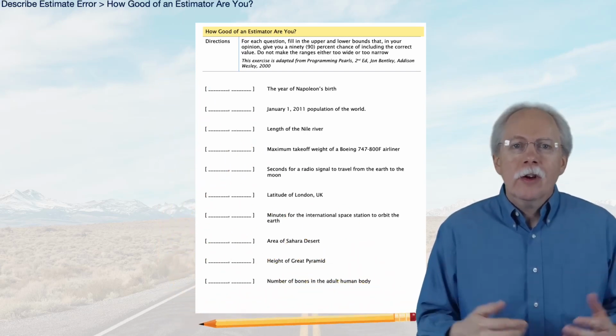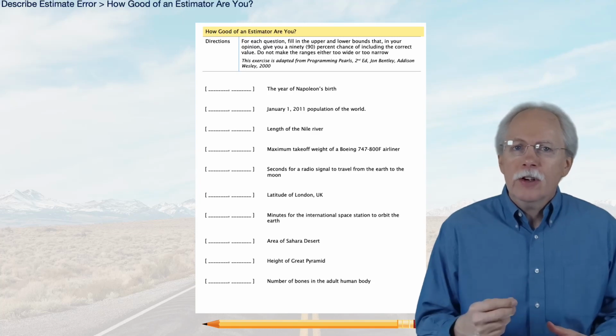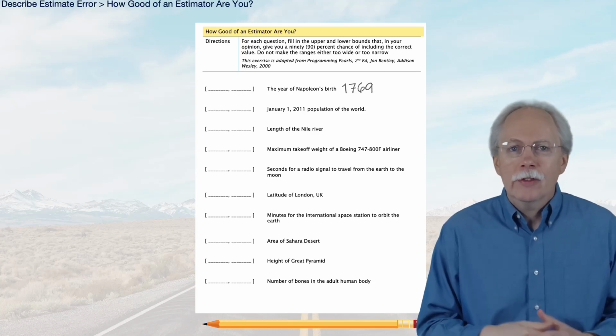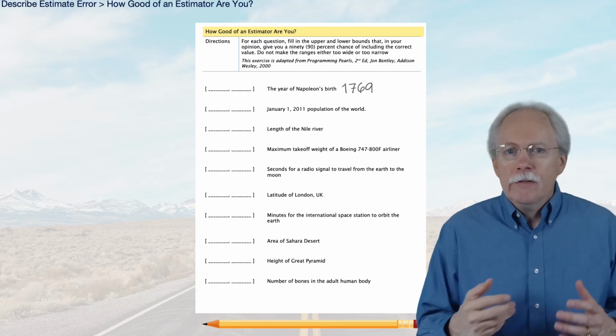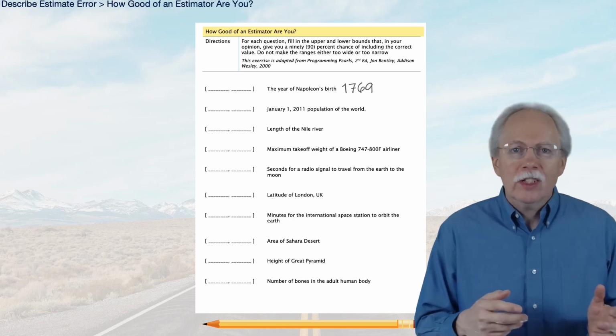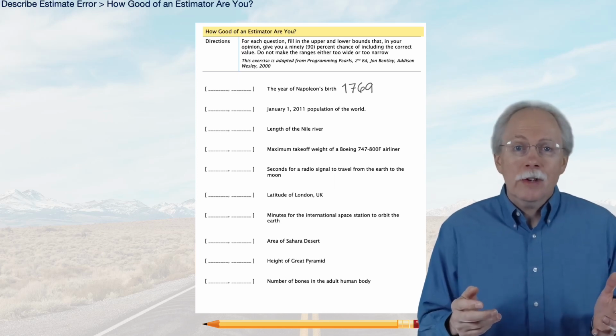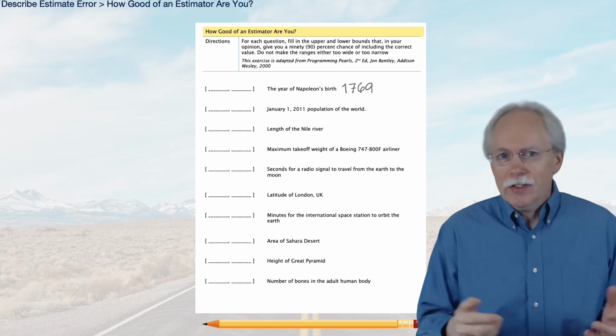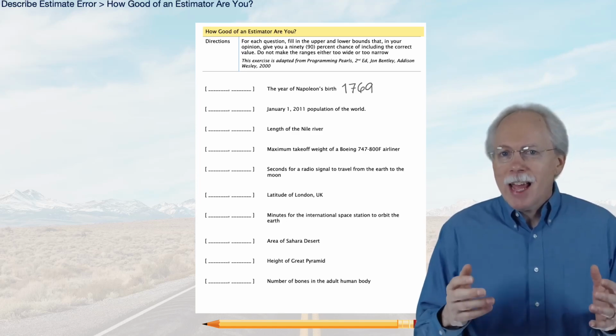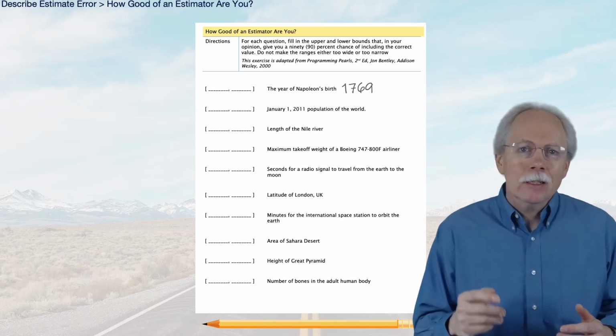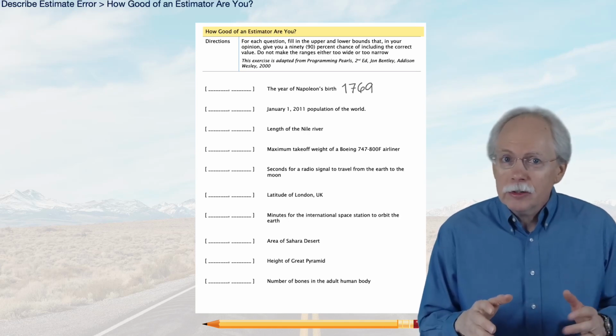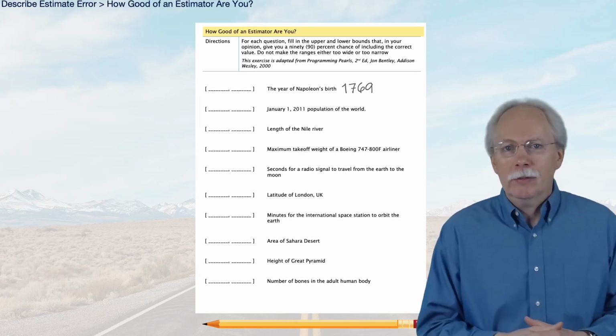Welcome back. Let's go ahead and look at the answers. The first answer is 1769 for the year of Napoleon's birth. Now, if you gave a range from 1760 to 1768, that's not correct because the correct value is 1769. A range that ends in 1768 does not include the correct value. Even though it's close, you don't get to count that one as correct.